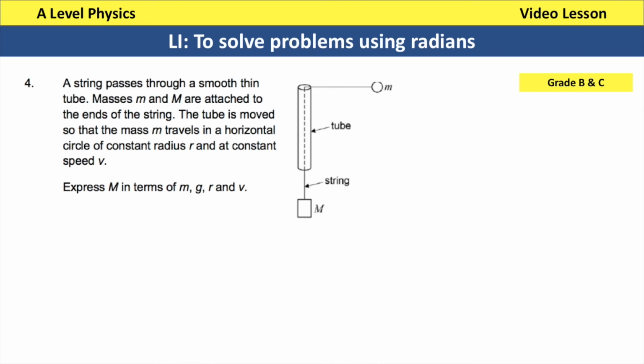Now, the thing that provides mv squared over r in that case has to be the tension in the string. The tension in the string has to counteract the weight of that larger mass. The weight of that larger mass is capital Mg. So what we can actually see is that Mg is equal to mv squared over r. Now, I wanted to express capital M in terms of m, g, r and v, so I simply divide by g to get capital M is equal to mv squared over gr.